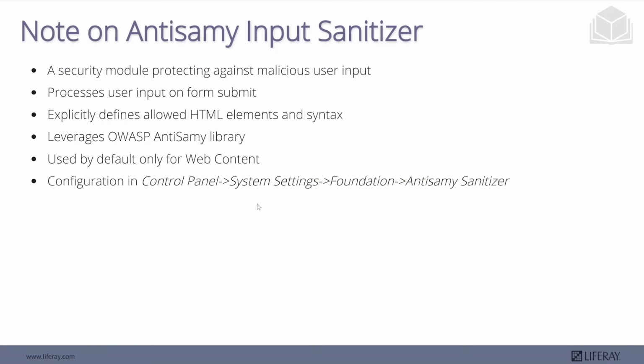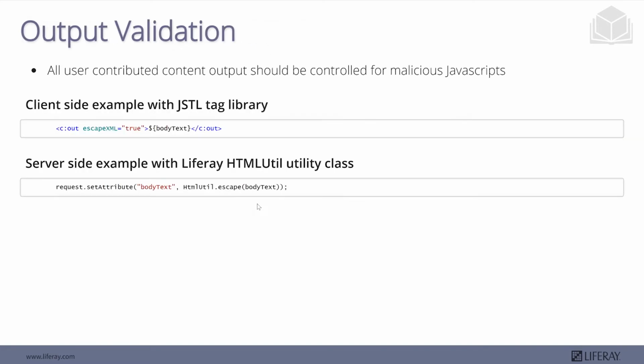You can use the HTML element to help us out. We also have an HTML utility, HTML util class, to provide sanitization. And then you can also use our OWASP library to sanitize web content that's being created. So you can configure that over in the system settings of Liferay.